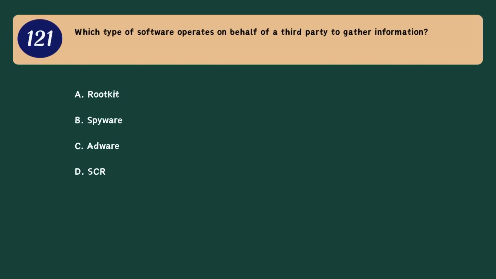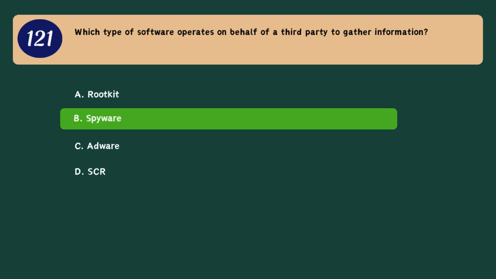Question 121. Which type of software operates on behalf of a third party to gather information? A. Rootkit. B. Spyware. C. Adware. D. SCR.